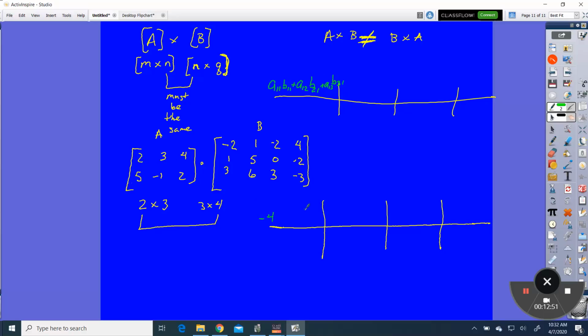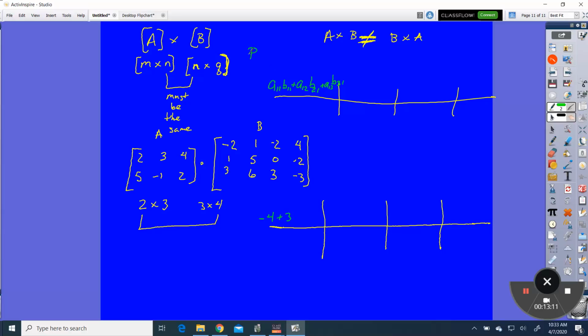And see where I'm at in here? I'm on the first row and the first column. So I'm using the first row and the first column. Now I'm going to go the second number, 3 times the second number in the column, times 1. And I'm going to go the third number in the row to the third number in the column.